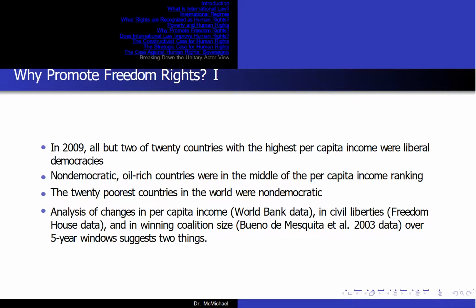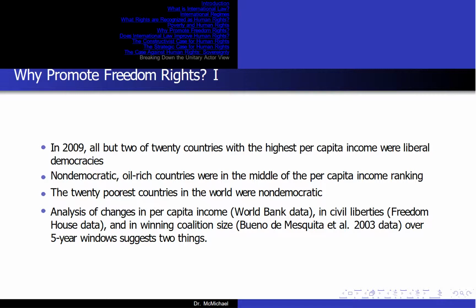So why promote freedom rights? In 2009, all but 20 countries with the highest per capita income were liberal democracies. Non-democratic, oil-rich countries were in the middle of the per capita income ranking. The 20 poorest countries in the world were non-democratic.